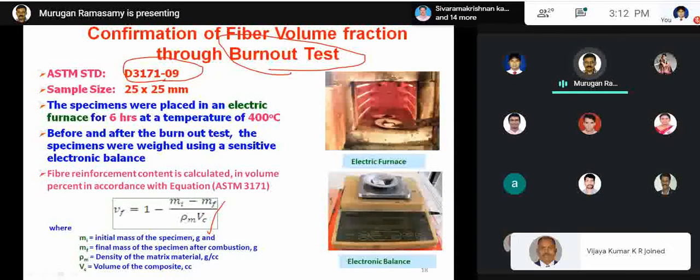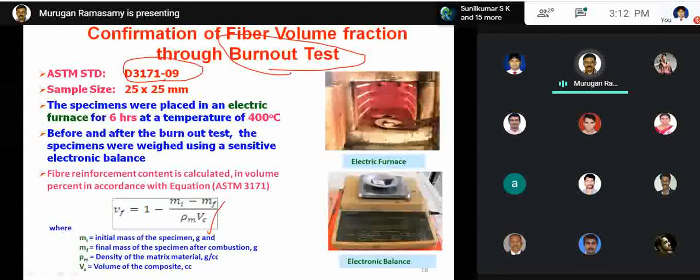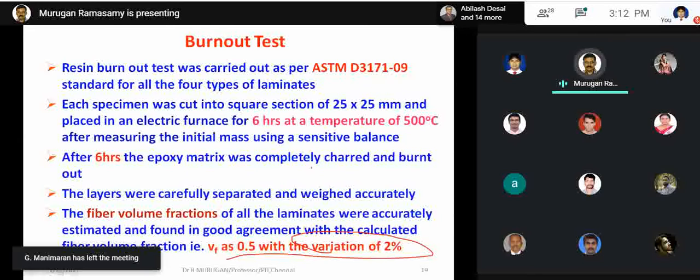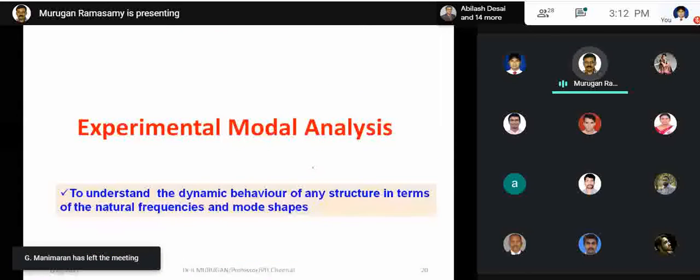So we get only the fiber. The remaining fiber is weighed in an electronic balance like this, so we can easily substitute that value: the fiber mass and the initial mass, like that. We can easily verify the volume fraction, and we ensured that the variation of fiber volume fraction is within 2%. So this is about the fabrication part. Now coming to the experimental modal analysis.